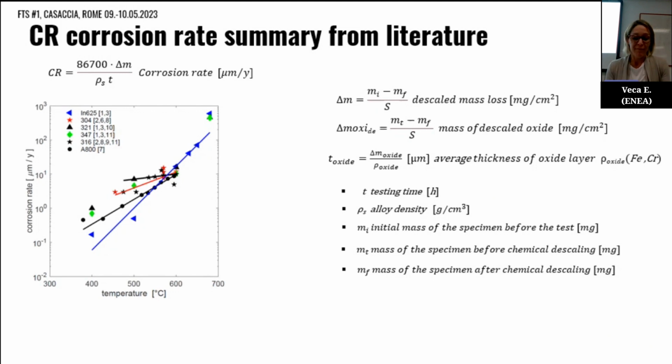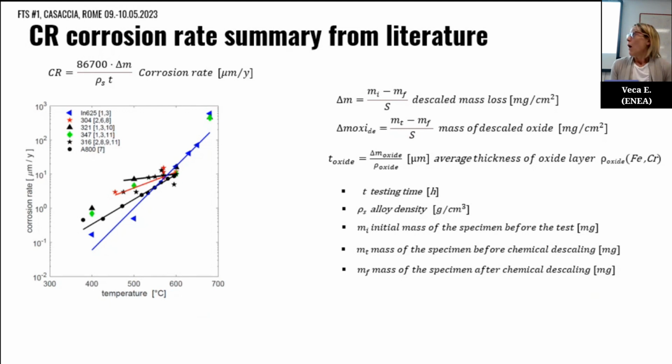In the paper, an analysis of the error of measurements was not presented, and this discrepancy comes out. Looking always at this graph, it is clear that in the range between 500 Celsius degrees and 600 Celsius degrees, you can choose a 10 micrometers per year or 15 micrometers per year corrosion rate.